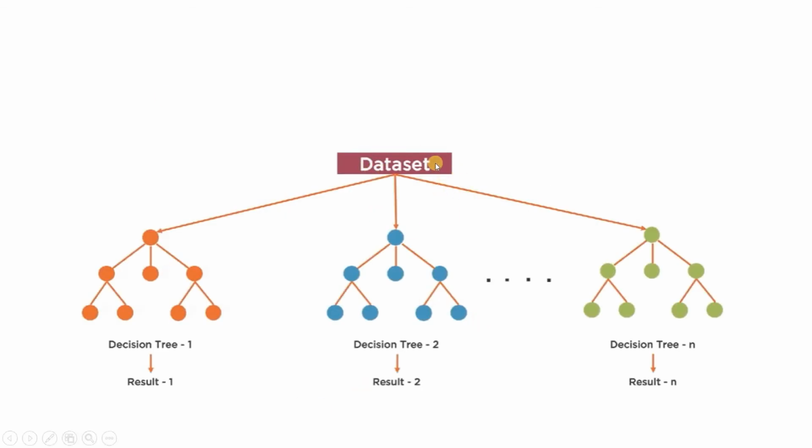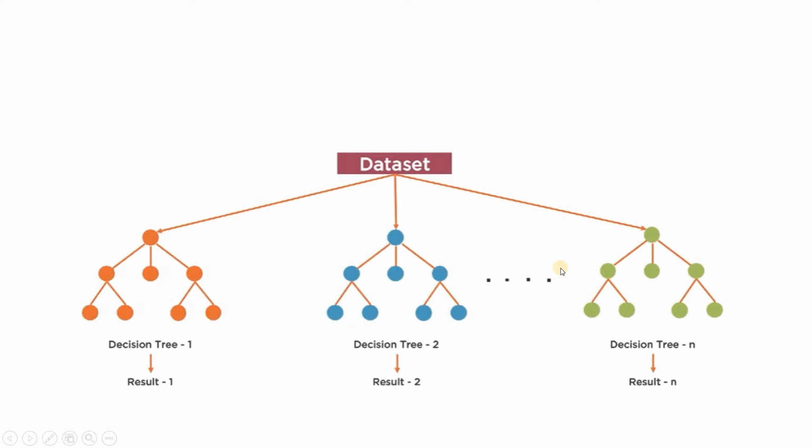So this is my actual data set. We take one random sample from this data and train one decision tree. We take another sample from my actual data and train another decision tree. Like this, we are training n decision trees. Then the outputs of the individual decision trees are combined in some intelligent way using statistics to conclude the final result.